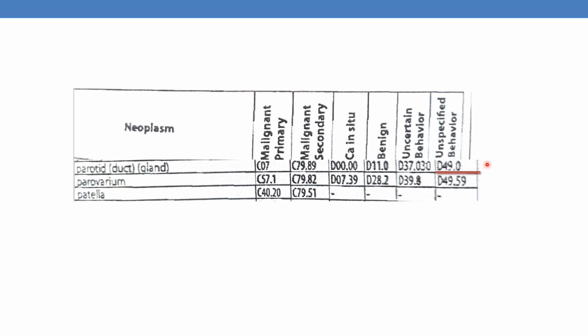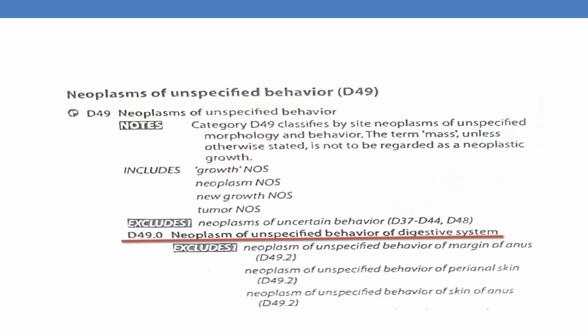Again, you need to go to the tabular list. Under the tabular list, you can find the D49 series. D49 is neoplasm of unspecified behavior. Under it, D49.0 indicates neoplasm of unspecified behavior of the digestive system. So this is the correct ICD.